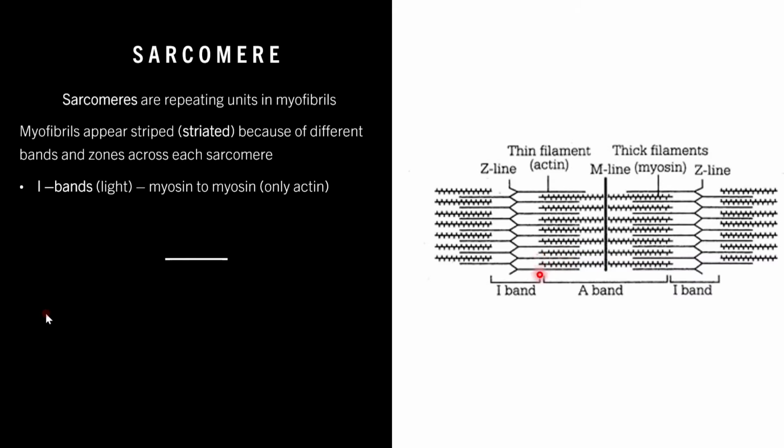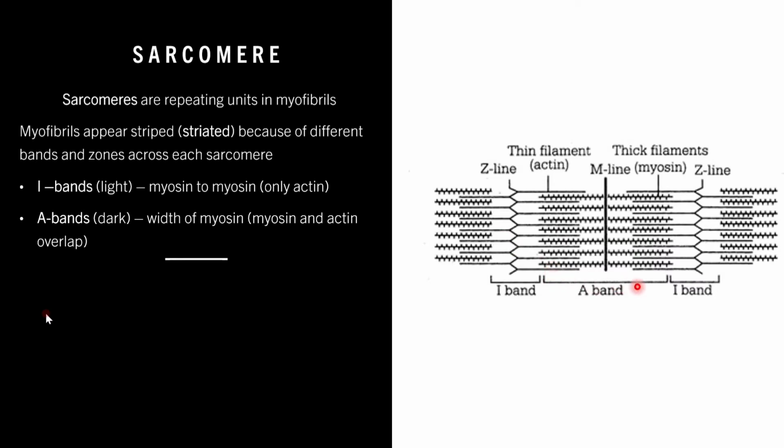And so first we're going to look at the I-band. So the I-band is the light stripe on our myofibril, and this is because it is the distance from a myosin filament to the other myosin filament. And so this means that there is only actin in this I-band. And if there is only actin, only our thinner filament, it is going to appear lighter because it has the least amount of filament there. It is the thinnest of our filaments, so it's going to appear lighter, and that is what our I-band is, the light stripe. And this is because it's from myosin to myosin, so only actin is present.